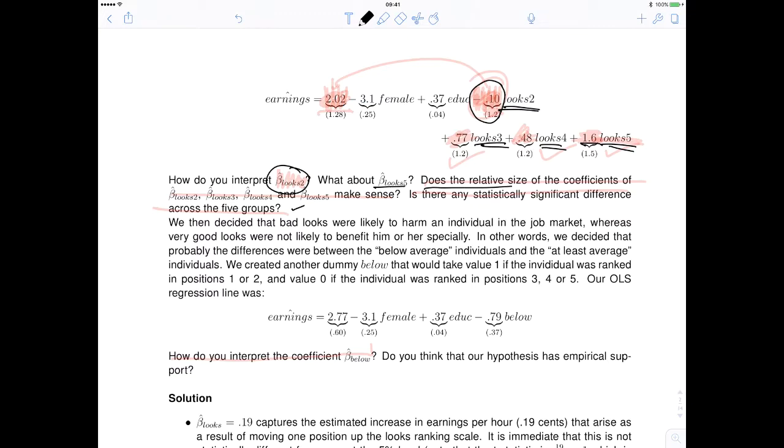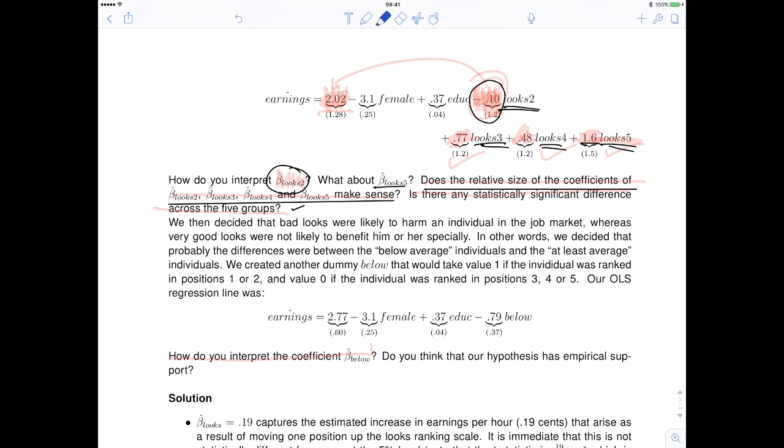Does the size relative to the coefficient beta 2 looks, beta 3 looks, and beta 5 looks make sense? Well, it makes sense in what perspective? In the perspective that what did the researchers expect? The researchers expected that the further up the looks you go, the higher the wage would be. Okay, is it as expected?